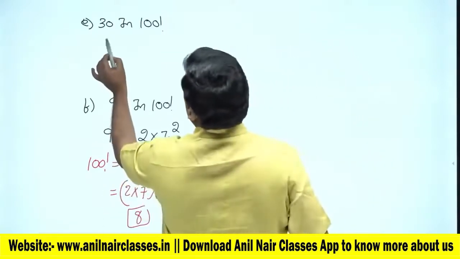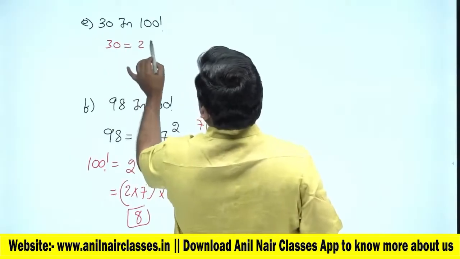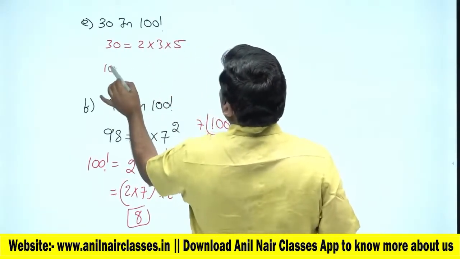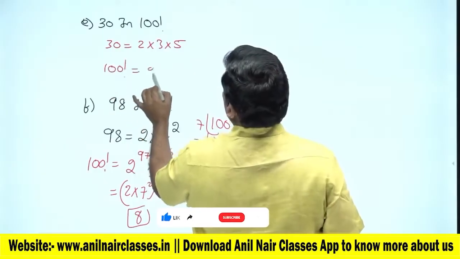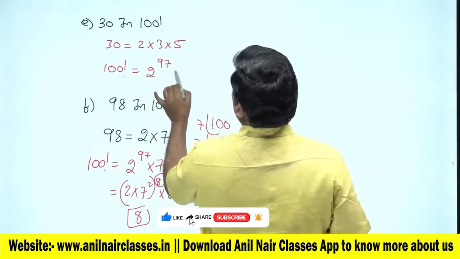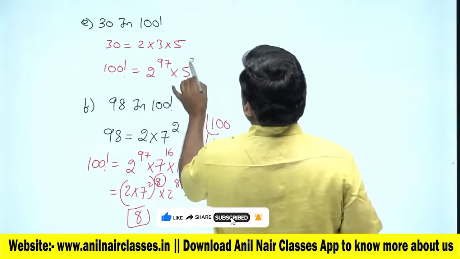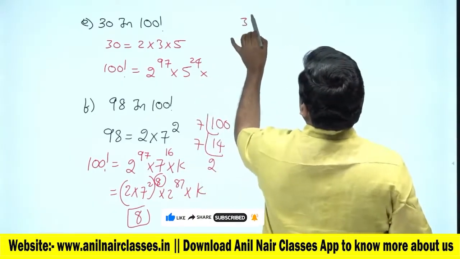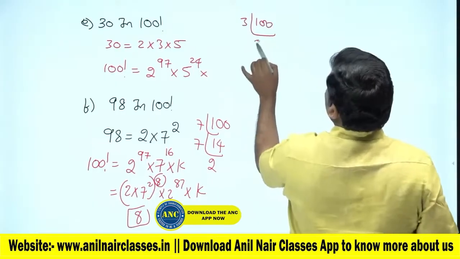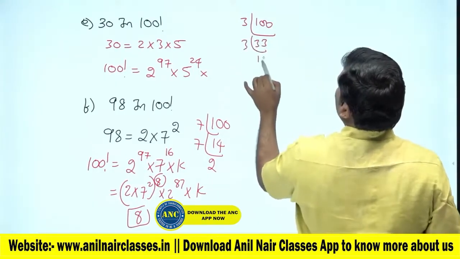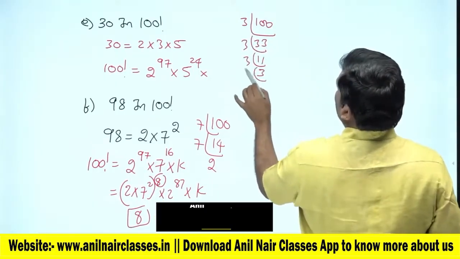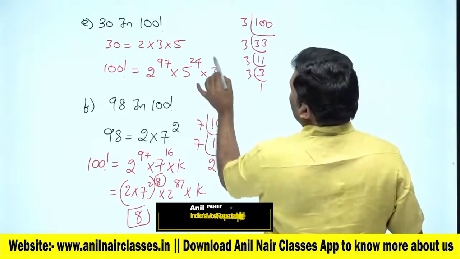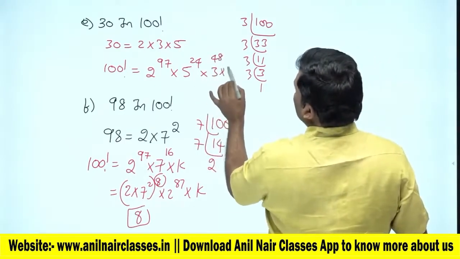30 in 100 factorial. 30 is a combination of 3 prime bases: 2 into 3 into 5. In 100 factorial, the highest power of 2 is 97. 5, I got it as 24. So for 3, it is 33 3s, 11 3s, 3 3s, and 1 3: 33 plus 11 plus 3 plus 1 is 48. So it is 3 power 48 into k.